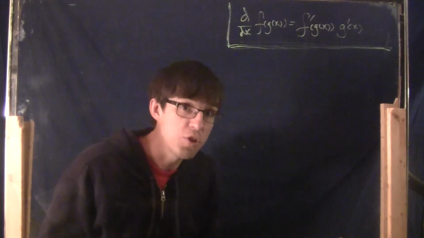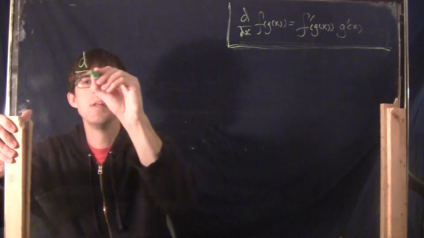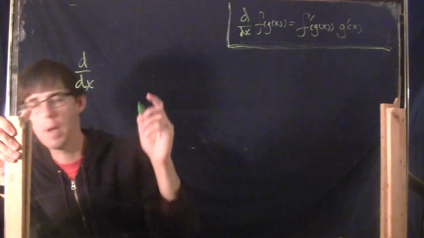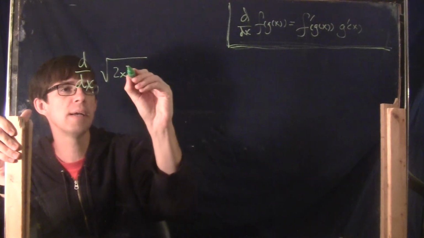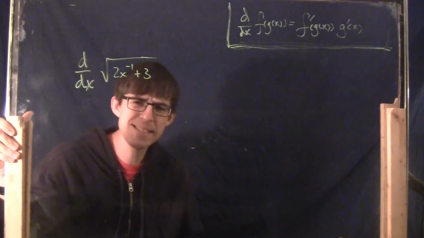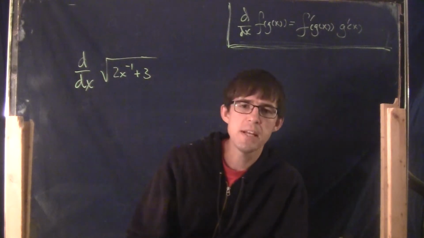All right, I got, as usual, two examples. One's easy, one's hard. Let's do the easy one. The easy one is just very similar to what I did before. How about this? Derivative of the square root of 2x to the minus 1 plus 3. All right, I said this is very similar to the one I just did, although it looks kind of different because of that square root sign.